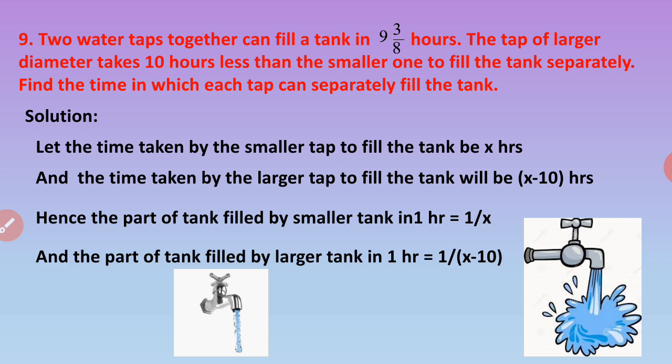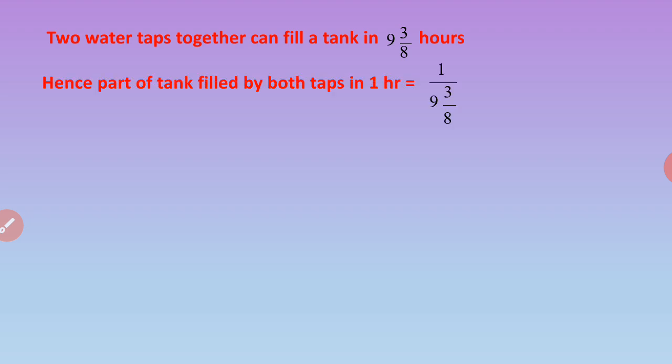Similarly, the larger tap is going to fill 1 upon x minus 10, that much part of the tank only. Next, two water taps together can fill a tank in 9 3 by 8 hours. That is the total time taken by both the taps together. So, we will say that in 1 hour, 1 upon 9 3 by 8, that much part of the tank is filled. For 1 hour, it is always 1 upon the number.